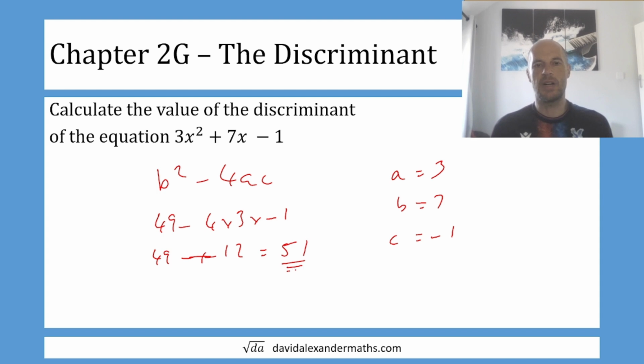So what does that mean? Well, it's greater than 0. So what this means is that we are getting two roots here. There are two solutions.